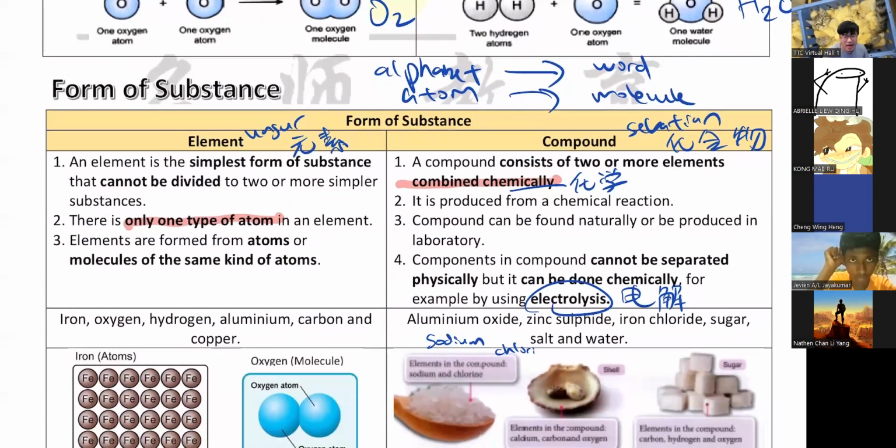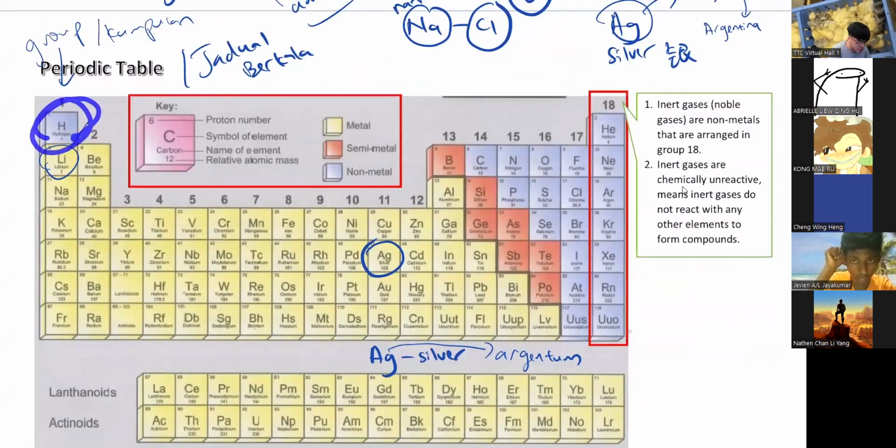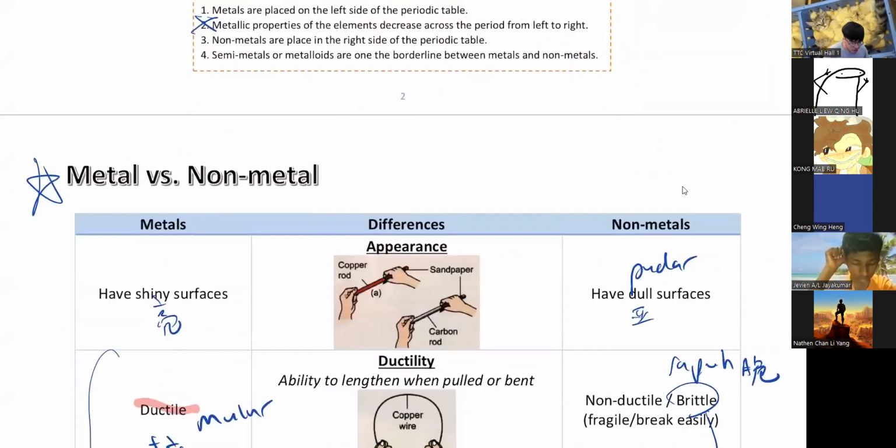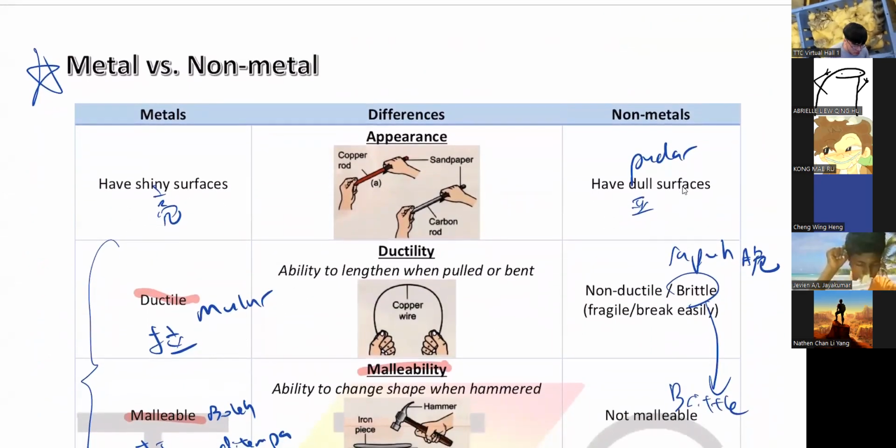Non-metals are on that side, except for what? Yes, except for hydrogen. This is the really funny one. All right, anyway, the point today is to learn metal versus non-metal. Like I said, this chapter is not really that hard.